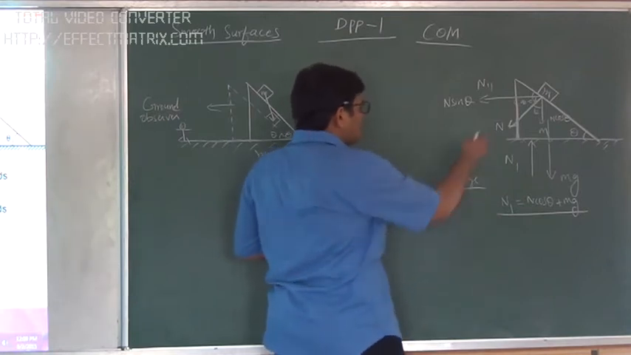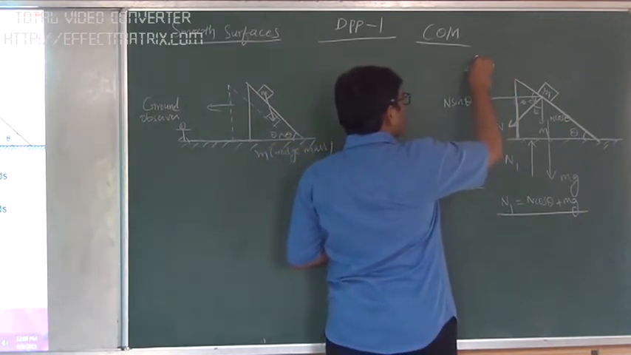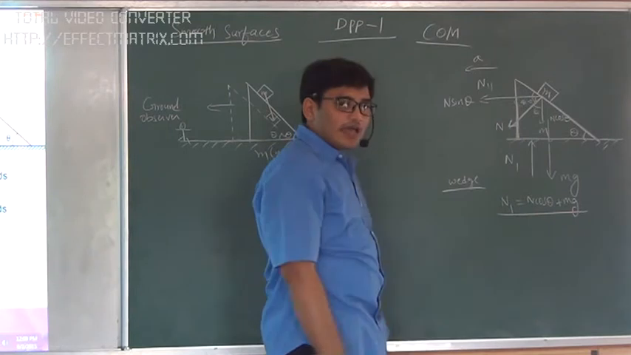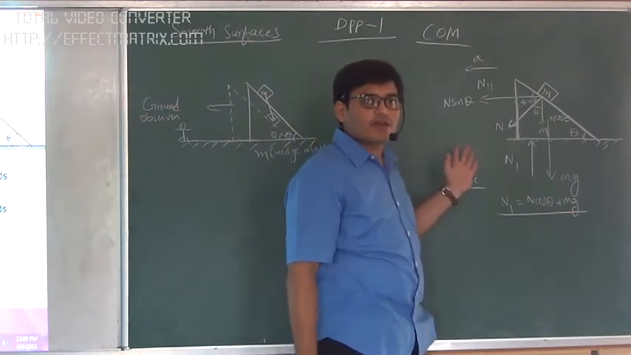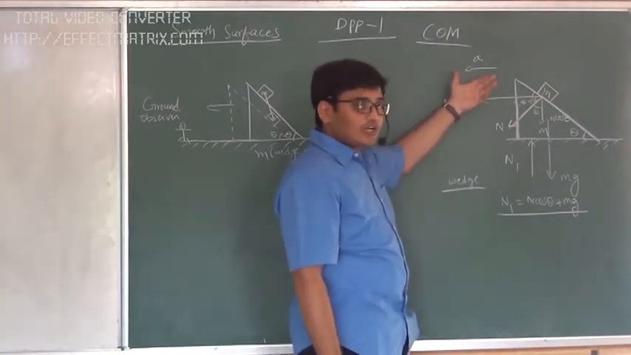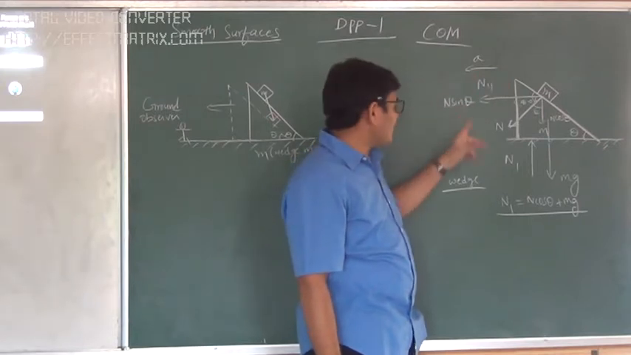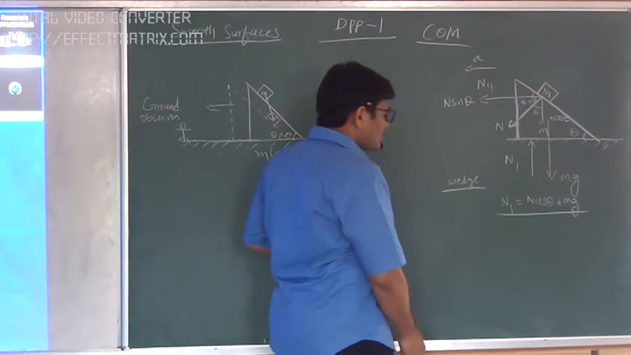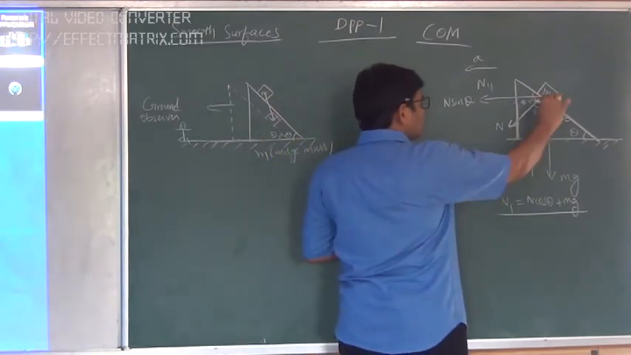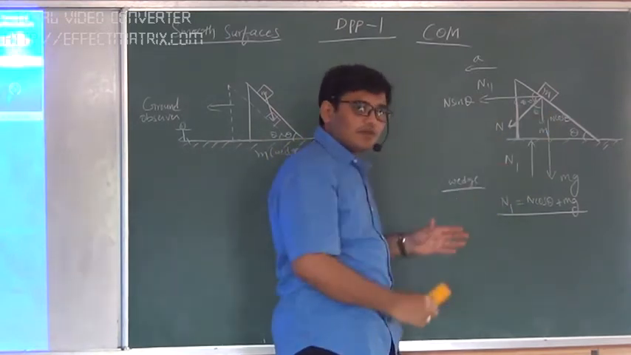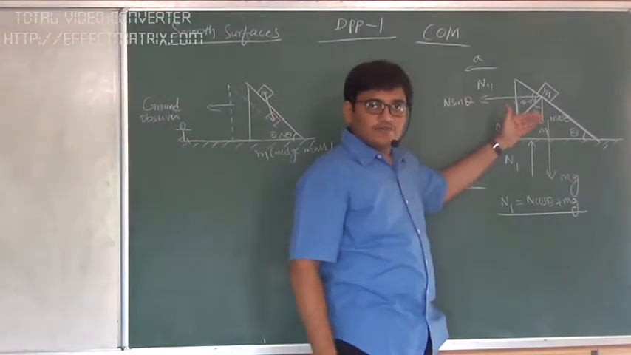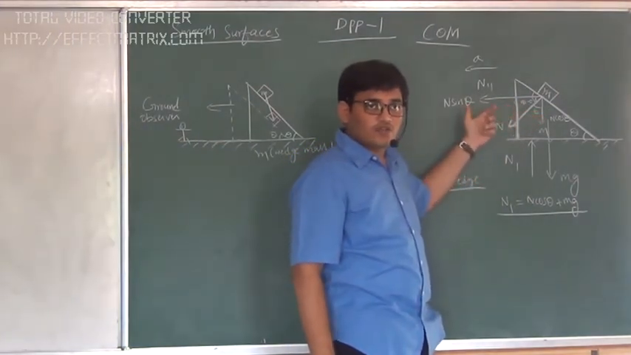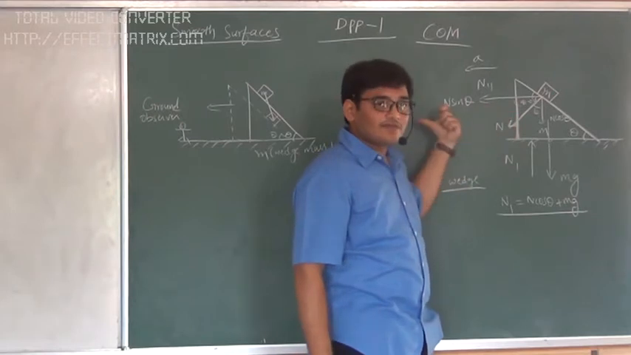Now, suppose this wedge is accelerating towards the left with acceleration A. Who is the observer here? Ground observer. The wedge is moving towards the left under which force? N sin theta. So horizontally on the wedge, how many forces are acting? Any horizontal force? No. Only N sin theta.